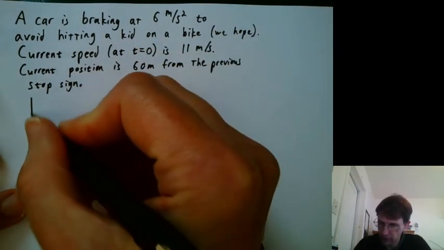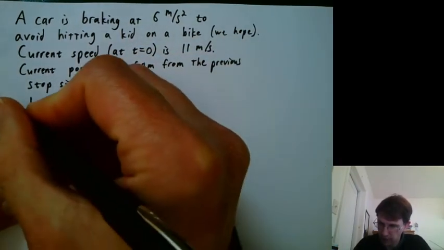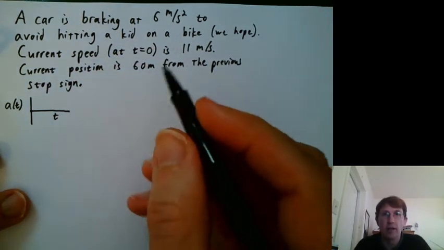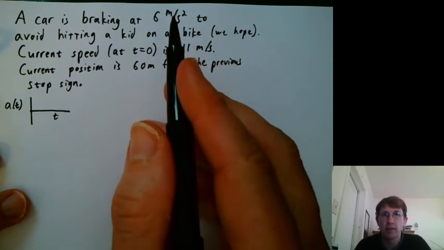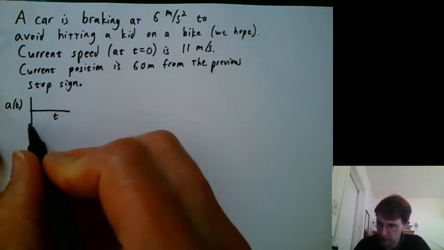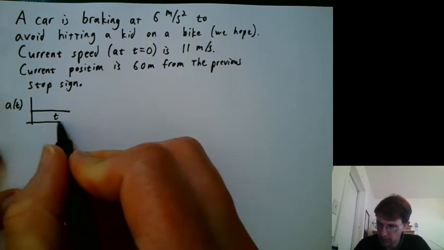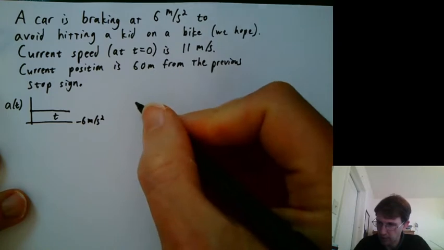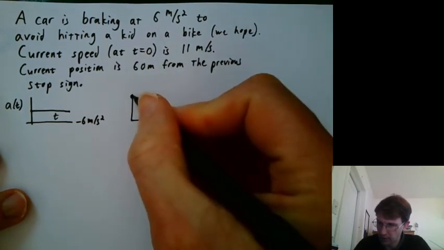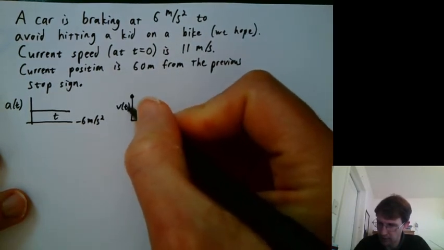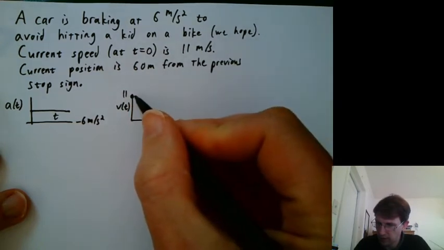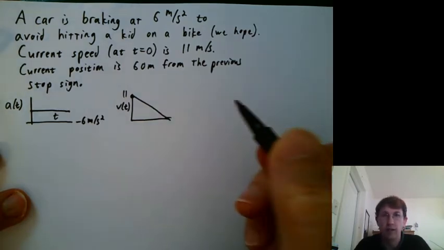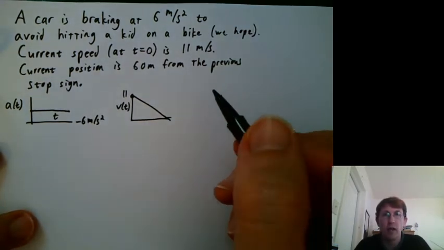So let's see, we should graph some stuff, right? So we'll have a of t and t on this axis. And because the car is braking at 6 meters per second, the acceleration should actually be negative. So we'll draw a line here at negative 6 meters per second squared. We also know the velocity is starting here at 11 and heading downward, right? And we'll find out later that it's decreasing linearly, not a big surprise.